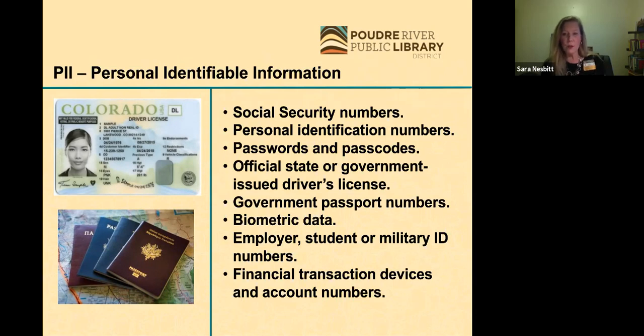If any of you use facial recognition to unlock your phone, that is biometrics. Employer, student, or military ID numbers, and any financial information. These are the big guns that your banks take very seriously. The Colorado DMV takes very seriously. This is the important stuff.